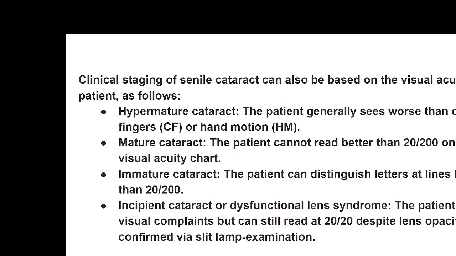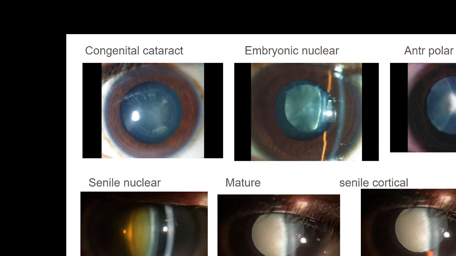Now, another way is a clinical staging on visual acuity, by looking at how much of the vision is lost. Incipient cataract, the vision is normal. Immature cataract, the vision would be at 20 to 200, and mature cataract is 20 to 100, more than that, and hypermature would be no vision as such.